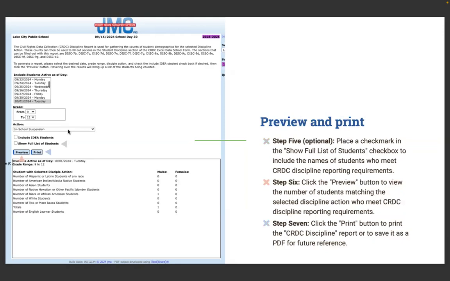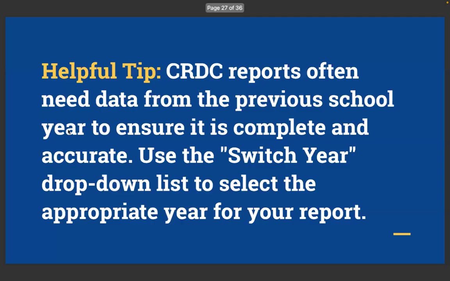Step 6, click the preview button to view the number of students matching the requirements. Step 7, you can click print if you want to print that list out as well. CRDC reports often need data from the previous school year to ensure it is complete and accurate. Use the switch year drop-down list to select the appropriate year for your report.